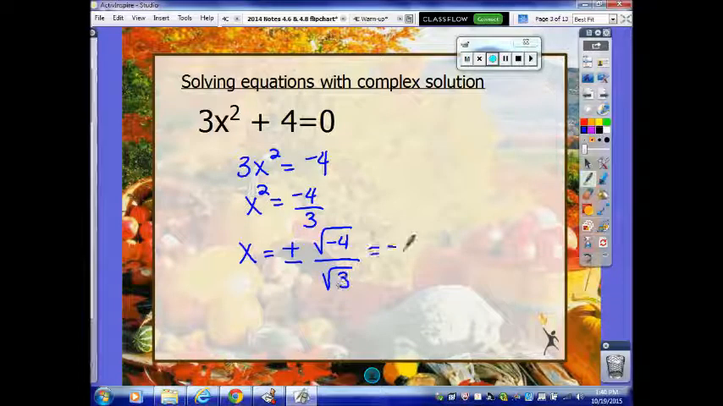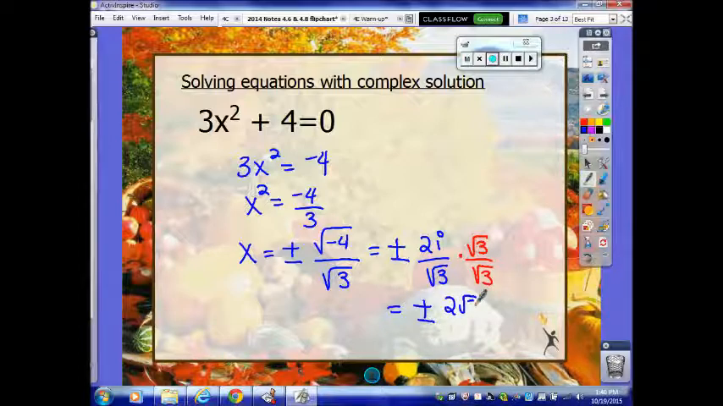Alright, let's simplify this. From our unit 1, we learned that the square root of negative 4 is 2i over the square root of 3. And we shouldn't leave a square root in the denominator, so we're going to rationalize. So we're going to multiply by the square root of 3 over the square root of 3. So our final answer is plus or minus 2 square root of 3 over 3 i. So we're going to write it in standard form. Like I said, what we're going to be dealing with today is equations with complex solutions.